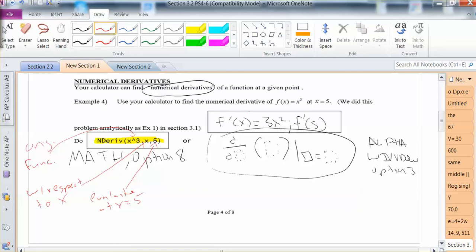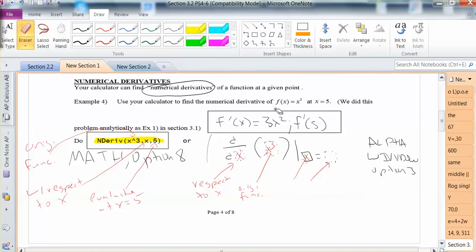So you can type it in that way if you're under the old operating system. If you're under the new operating system, really easy. You put in x here. That takes care of the with respect to x part. This is going to be our function. We're going to put x cubed. And this right here is going to be x again. And that's going to be 5. This is how we evaluate. Evaluate at x equals 5.